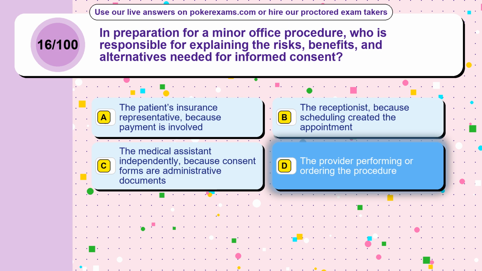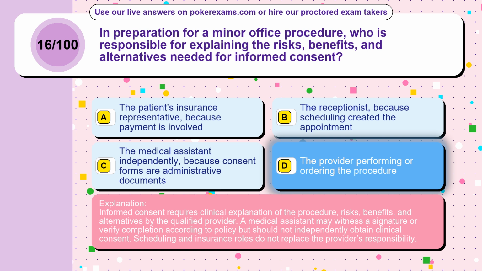The correct answer is option D. The provider performing or ordering the procedure. Informed consent requires clinical explanation of the procedure, risks, benefits, and alternatives by the qualified provider. A medical assistant may witness a signature or verify completion according to policy but should not independently obtain clinical consent. Scheduling and insurance roles do not replace the provider's responsibility.